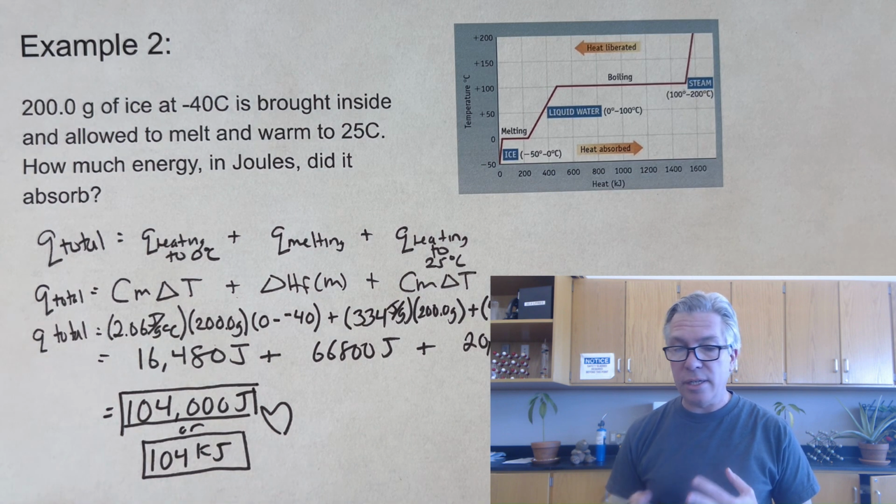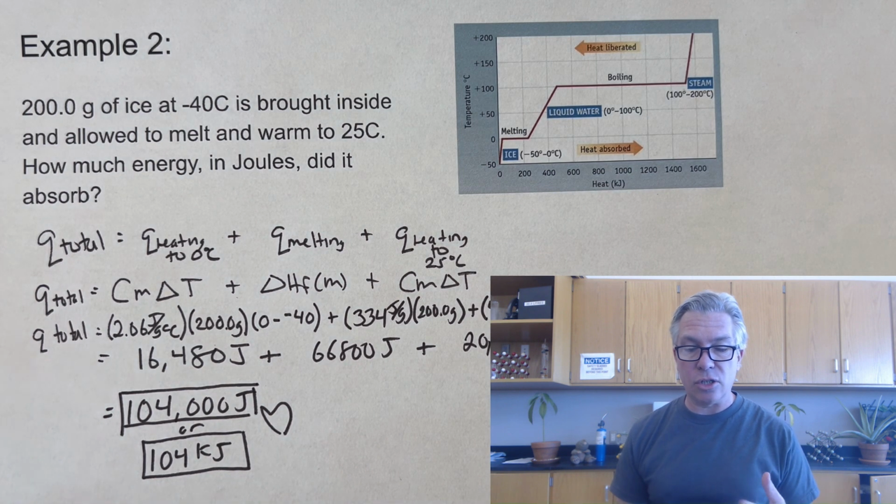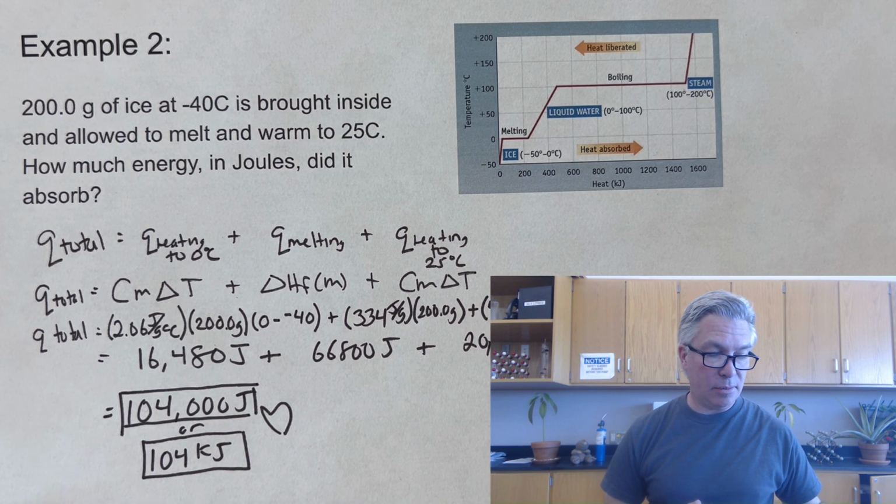So there you have it. Working with heat of fusion and heat of vaporization, you just have to treat them in sections and get a total at the end. You'll probably see some of these in your chemistry travels.